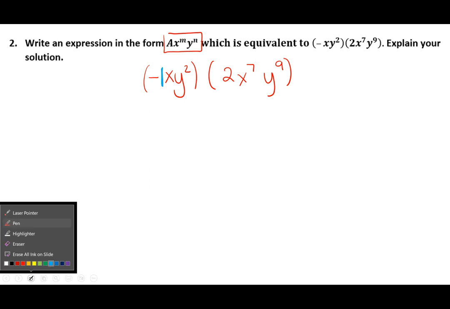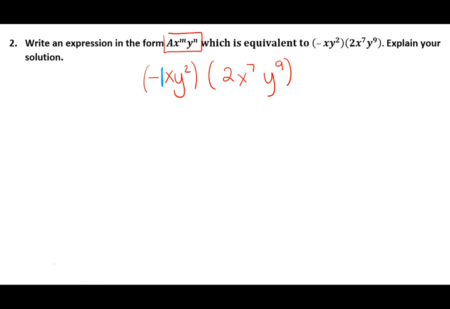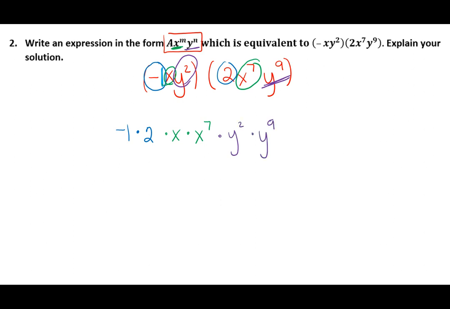So now let's combine. Let's rearrange it so that the letters are on the same side. So I'm going to start with the numbers. Negative 1 times 2. Next, I'm going to go with the x's because x goes next, times x to the 7. Next is the y's, because it says y's are next, times y squared times y to the 9. Okay, now all we do is we're going to add exponents.